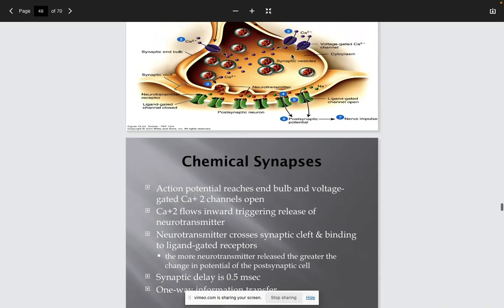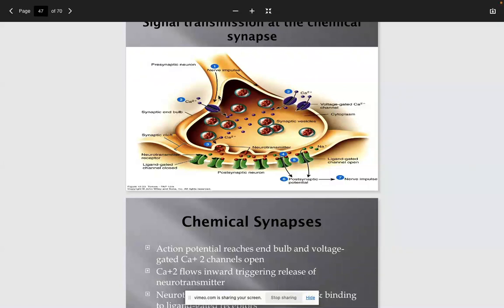So you have a nerve impulse coming down here, triggering calcium release. The neurotransmitter diffuses across and binds to the postsynaptic receptor. The postsynaptic receptor then generates a nerve impulse due to the opening of this ligand-gated channel.